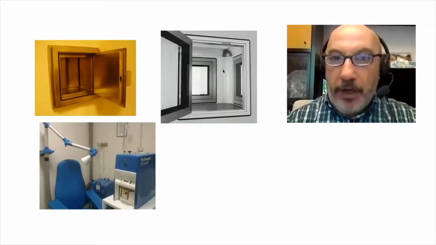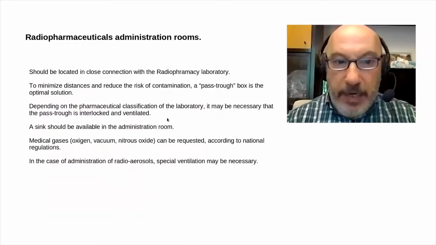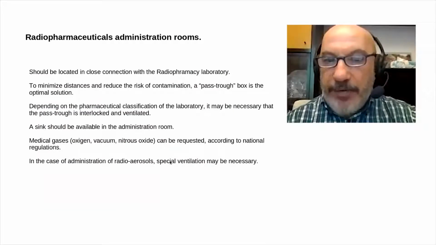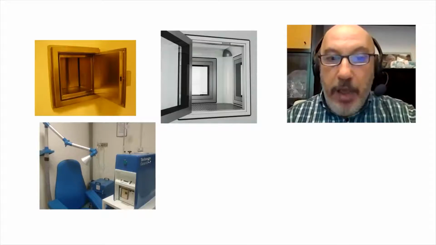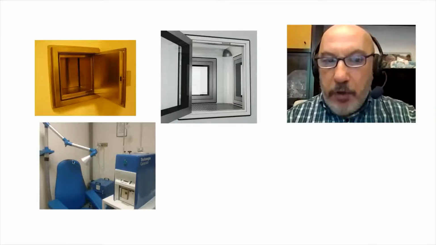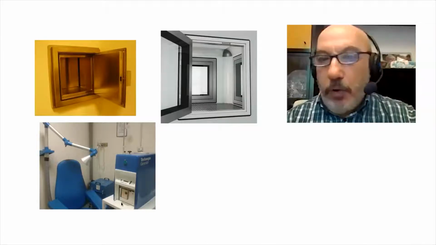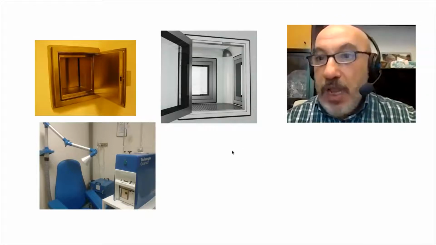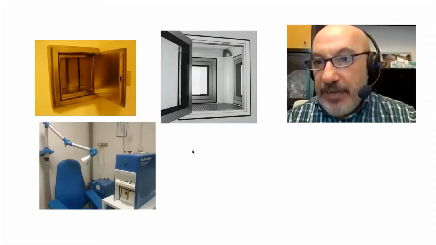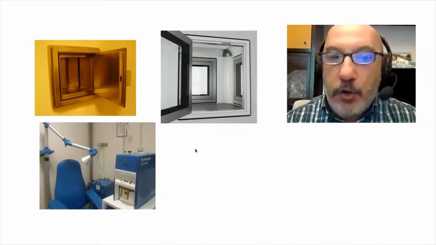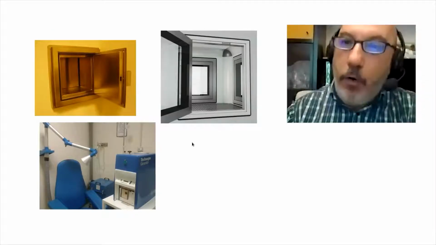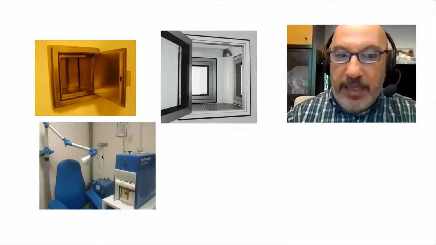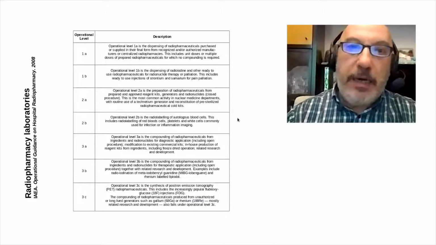If we go back, we can see that in the case of administration of radioaerosol, special ventilation may be necessary, and this, for example, may take the form of a dedicated spot for air extraction positioned close to the mouth of the patient during the administration of radioaerosol. This is because the patient is not completely safe. He may release some of the aerosol during the administration phase, so to avoid any risk of contamination, a dedicated ventilation system is recommended.